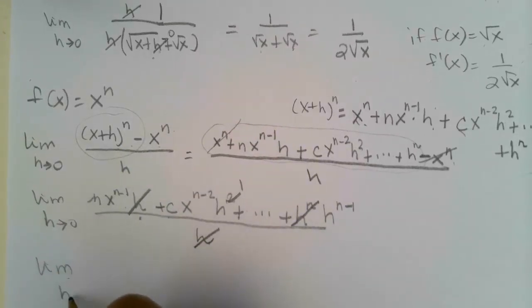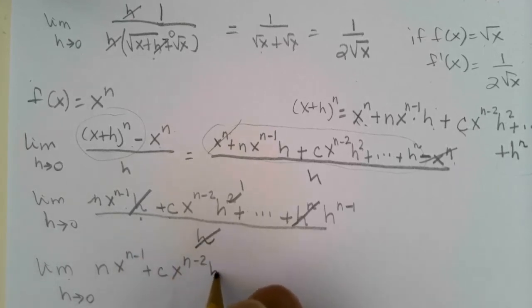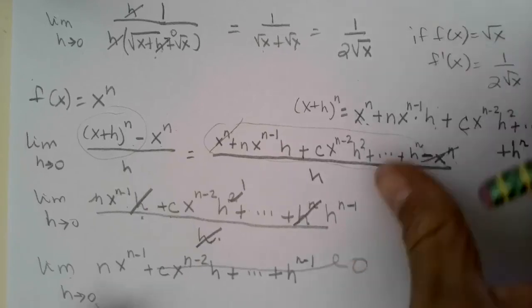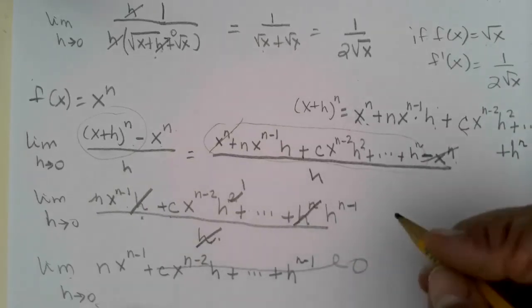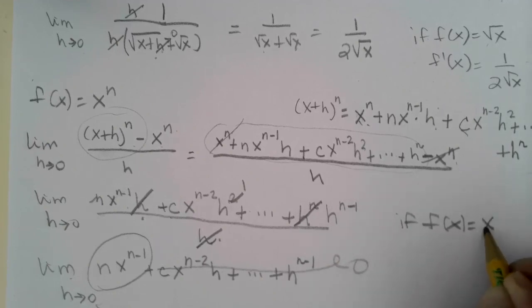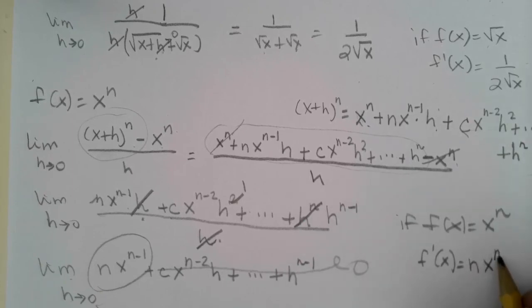So I'm taking the limit as h goes to 0. I'm almost done. It's worth it, I promise. I have n x to the n minus 1 plus c x to the n minus 2 h plus all those other terms with constants and x's and h's until I get to my last term, h to the n minus 1. I don't have a denominator, so I can evaluate by plugging in h equals 0. Plugging in h equals 0 wipes out all of those terms except for the first one. So the derivative is that first term. If f of x equals x to the n, then its derivative, f prime of x, is n x to the n minus 1.